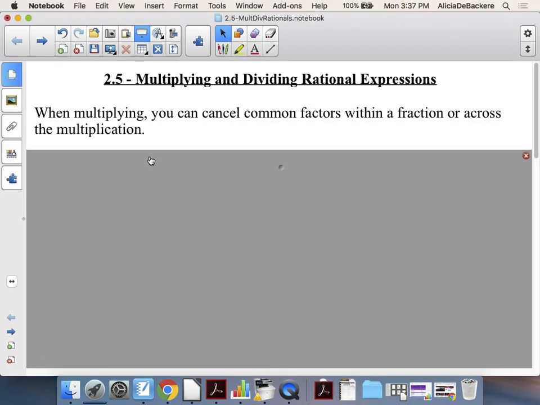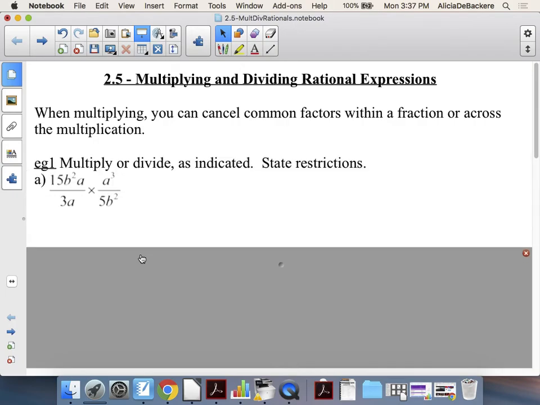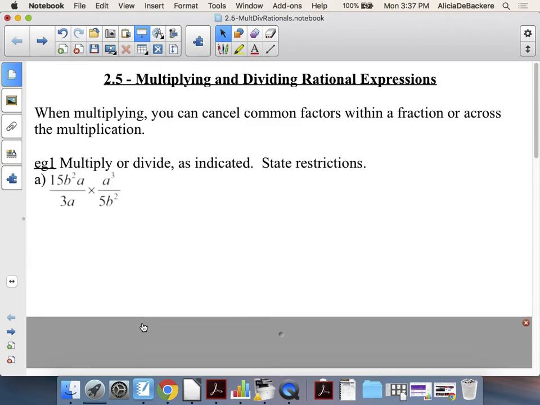Don't forget that when you're multiplying, you can cancel common factors within a fraction or across the multiplication between two fractions. And we saw an example of that yesterday. So we're going to take a look here. I'm multiplying or dividing depending on which sign is indicated in the question. And I have to remember to also state restrictions as I go along. So for this first one here, there's a couple of different strategies for me to take.